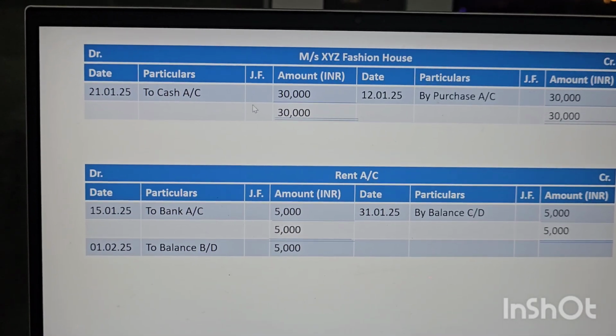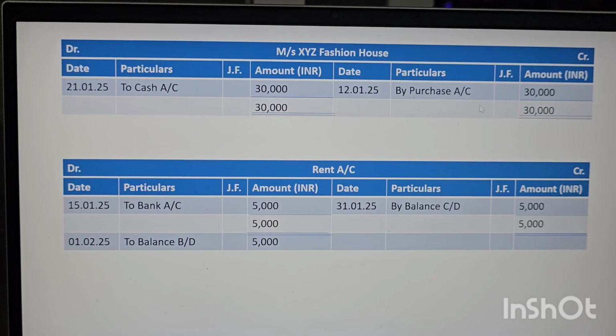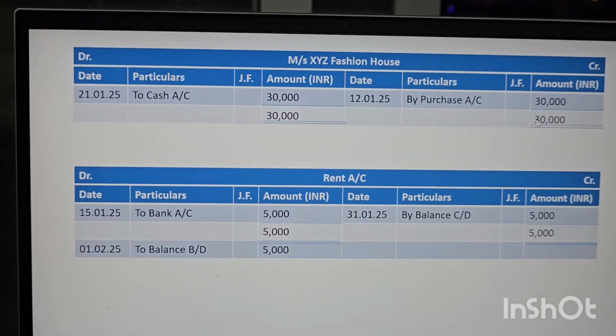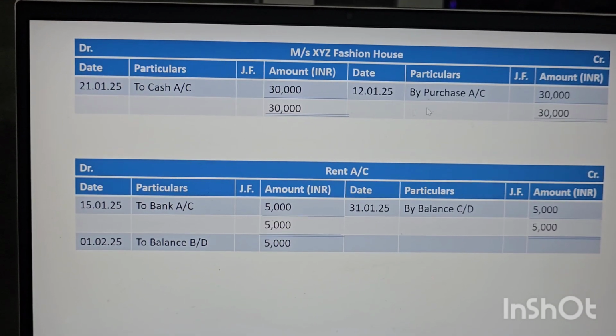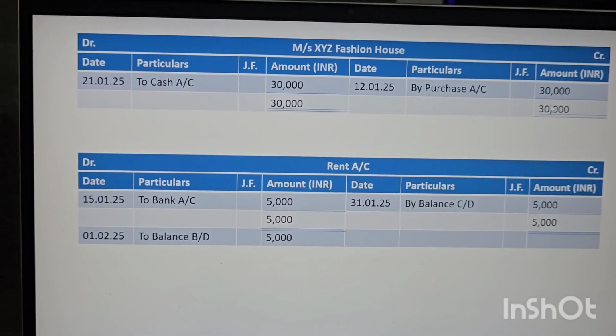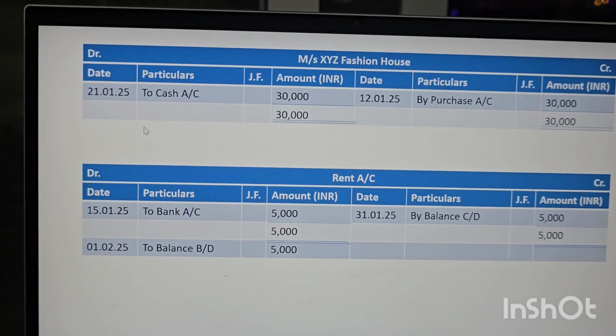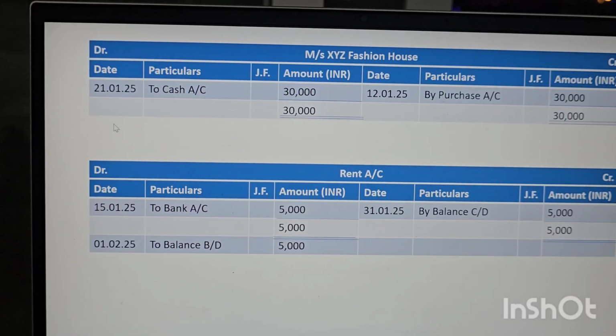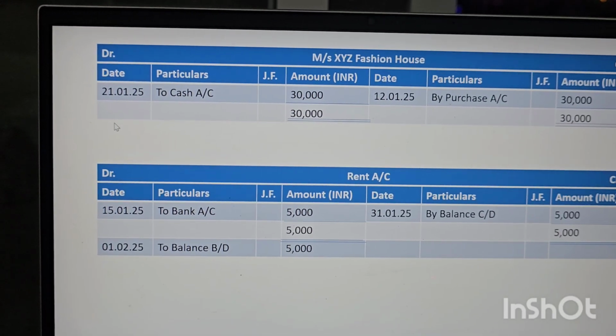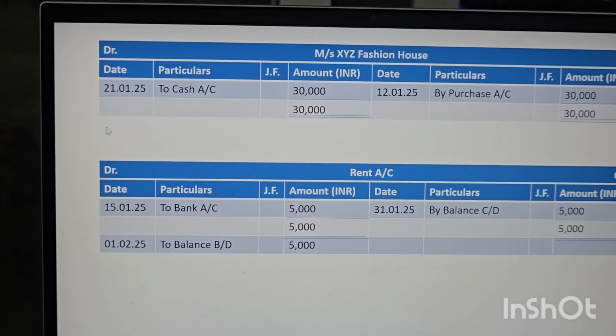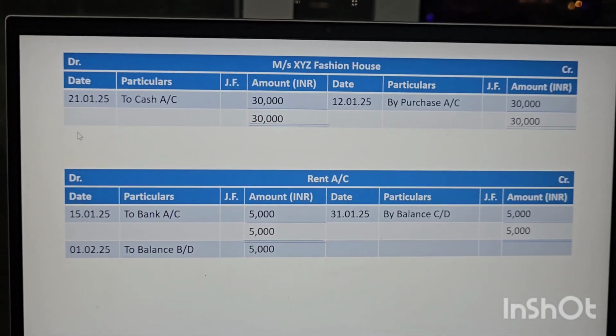So since the debit amount and the credit amount is equal, we are just going to tie it up in this manner. There will be no brought down or carried down amount to be carried forward for the next period of time. So there won't be anything for the 1st of February over here.